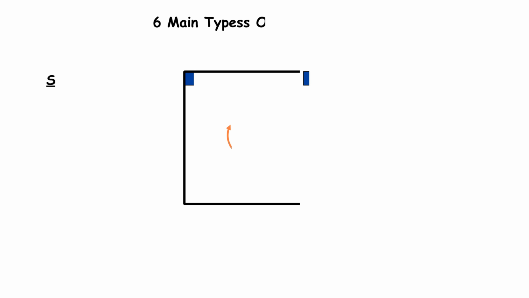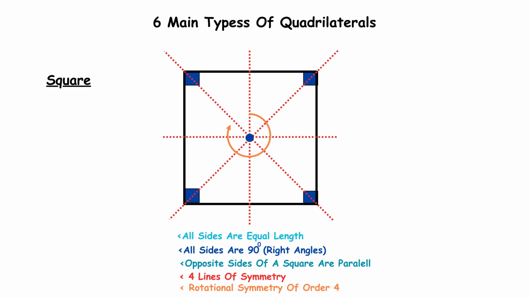In addition, squares are highly symmetrical. They have 4 lines of symmetry and a rotational symmetry of order 4. This means that there are 4 distinct positions during a full 360-degree rotation where the square looks exactly the same.